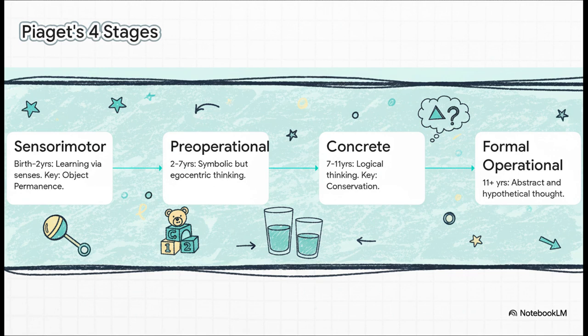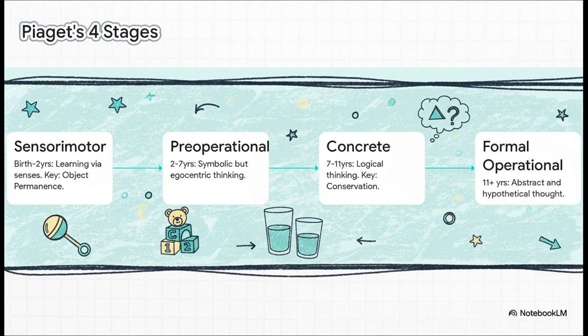First, we have the sensorimotor stage. This is when babies are just exploring the world with their senses. The huge milestone here is object permanence, that amazing moment when a baby finally realizes that even if you hide a toy behind your back, it still exists. Next up is pre-operational. This is when kids start using symbols and language, but they're super egocentric. They literally can't see things from anyone else's perspective.